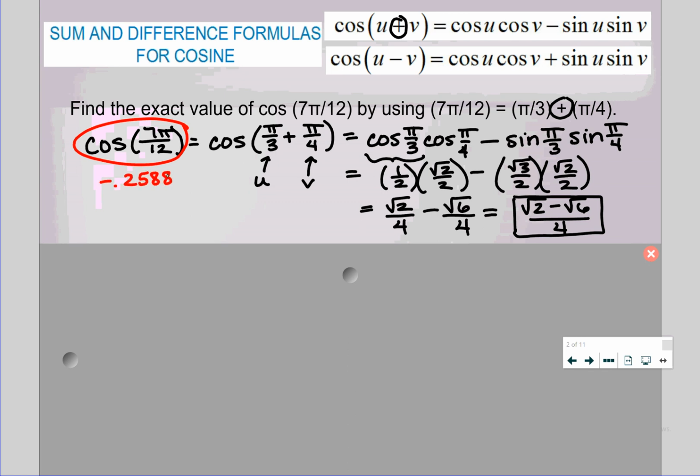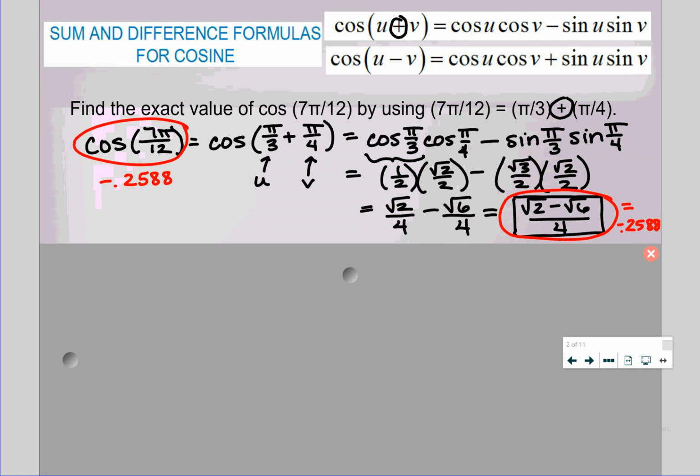Okay, and then go ahead and type the answer in. So square root 2 minus square root 6, and then divide the whole thing by 4. And you will see you also get negative 0.2588. You can match up the decimals and make sure they're the same, and that's how you know your answer is right. Okay, if it's degrees, just make sure you're in degree mode. Make sense? Any questions?